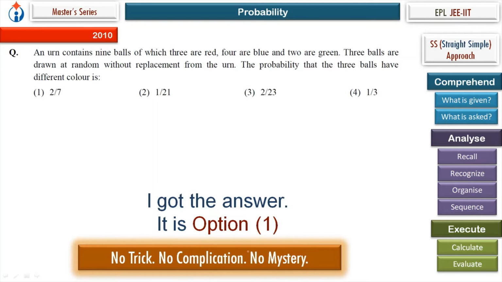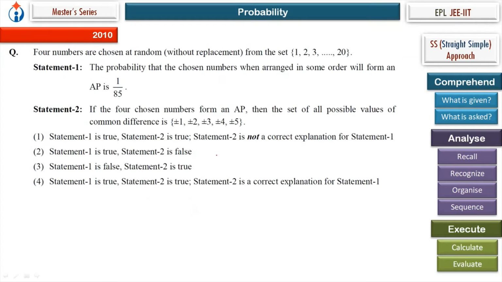No trick, no complication, no mystery. Straight, simple approach. Next question, 2010 again. What is given? 4 numbers are chosen at random without replacement from the set of 1, 2, 3 to 20. So one set is given जिसमें आपके numbers हैं, natural numbers 1 से 20 तक. So 20 elements there and 4 are chosen at random.